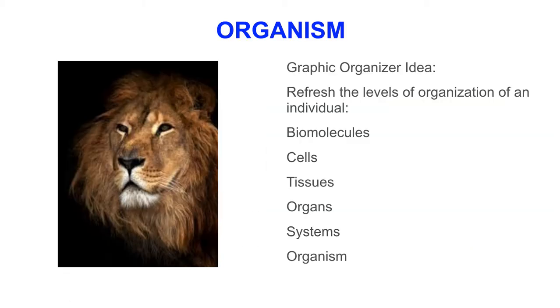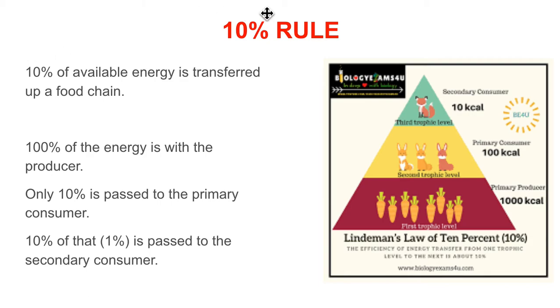So maybe a good graphic organizer here would be to do the levels of organization in an individual. And this would be a review of sorts. Biomolecules come together to make cells, cells make tissues, tissues make organs, organs make systems, then systems come together to make that organism. Our next word is the 10% rule.